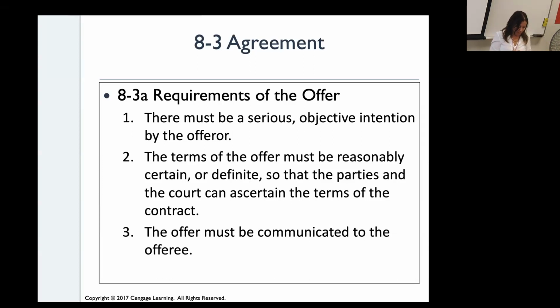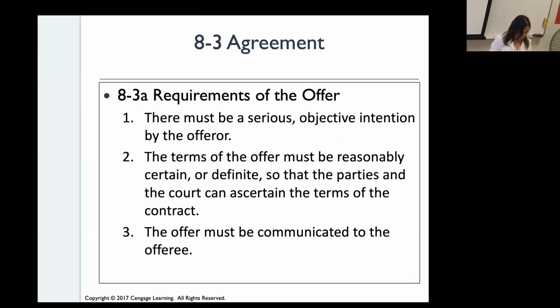The terms of the offer must be reasonable, certain, or definite, so the parties and the court can ascertain the terms of the contract. I can say, I'll offer you my car for a really low price. And you say, okay, I'll take it. There's no contract, there's no definite term. I have to put a dollar amount on it, right?